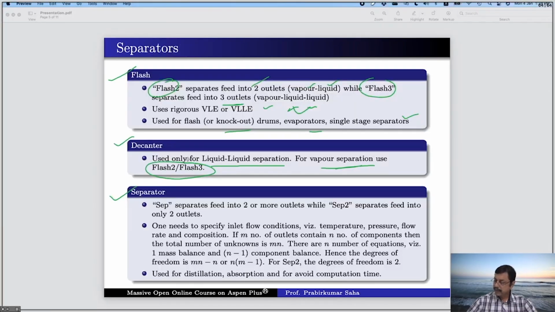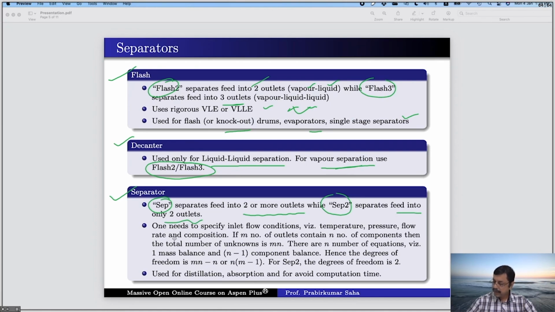The third one is separator. There are two models in the separator section. One is SEP and the other is SEP2. The SEP separates feed into two or more outlets, while SEP2 separates the feed into only two outlets, not more than two.